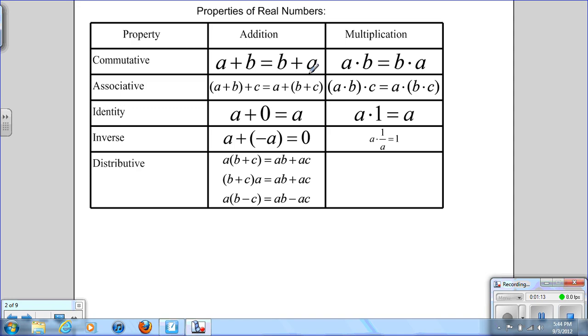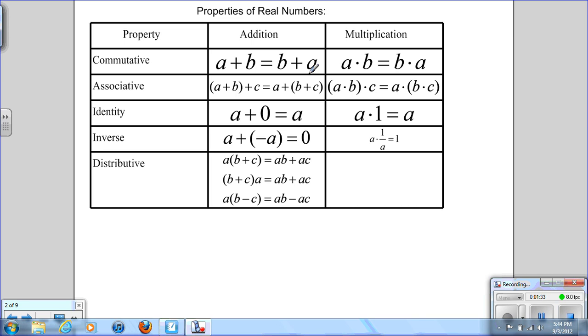Multiplicative inverses, you can also think of these as reciprocals. So if you take a times 1 divided by a, or a times 1 over a, you're going to get 1. When you multiply inverses, you get back to 1. You get back to the multiplicative identity. So reciprocals multiply to give you 1.